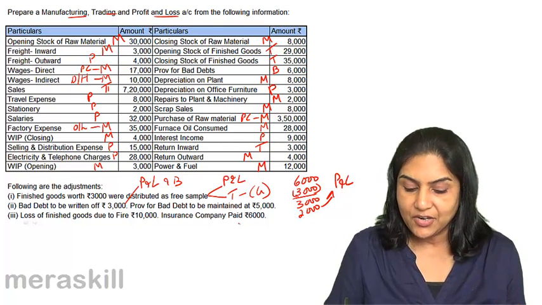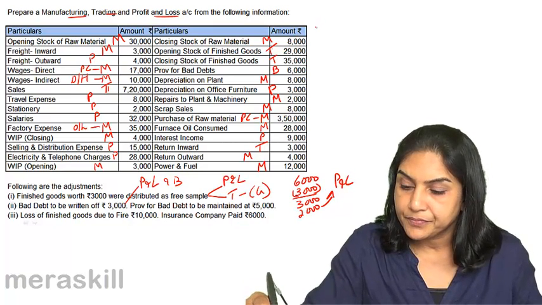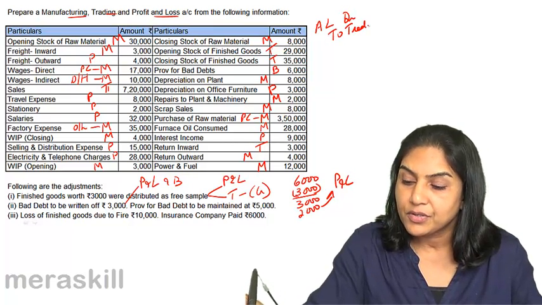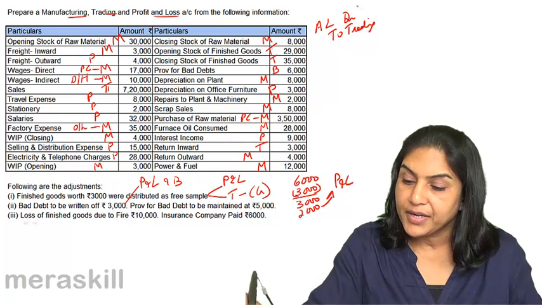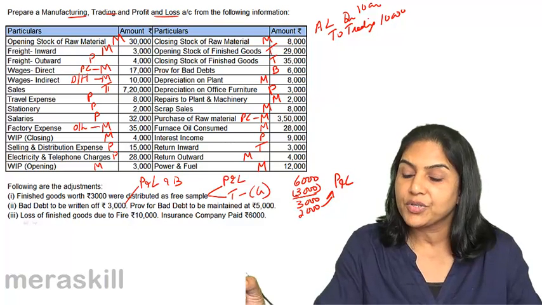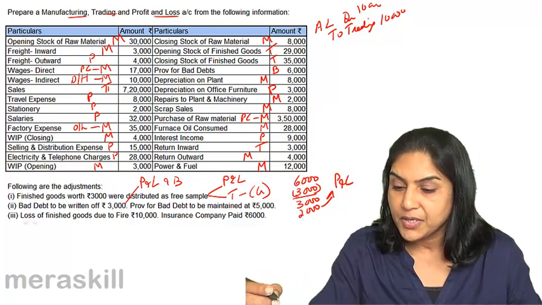We have discussed this entry before. For loss of goods, we would debit abnormal loss account to trading account. How much is the amount? 10,000. So the amount of 10,000 will be credited to the trading account to arrive at the correct gross profit.